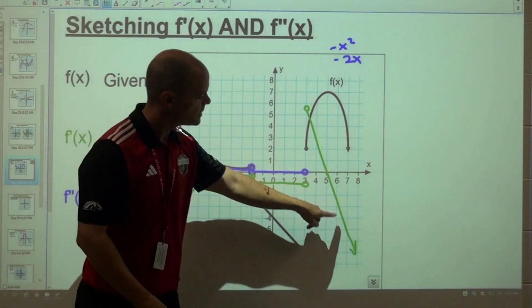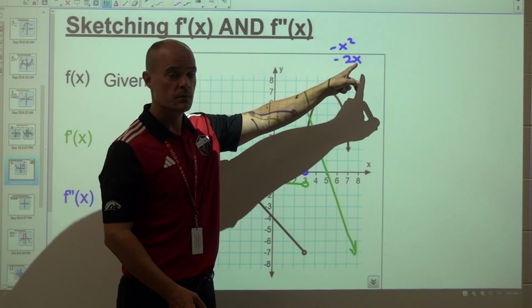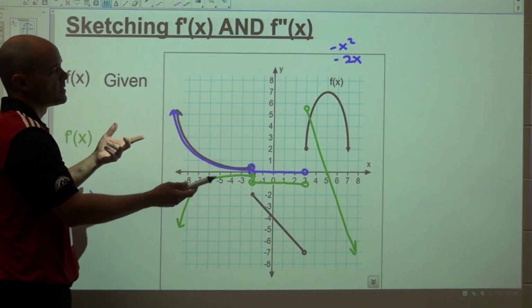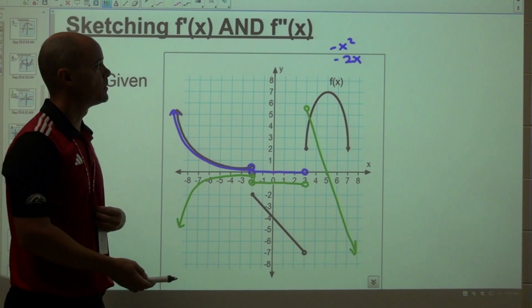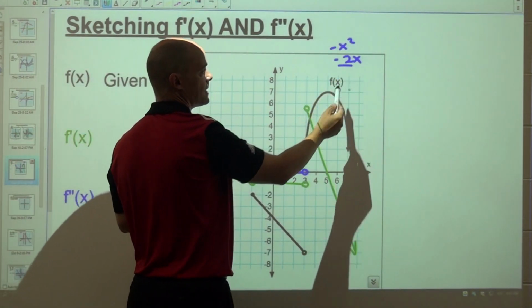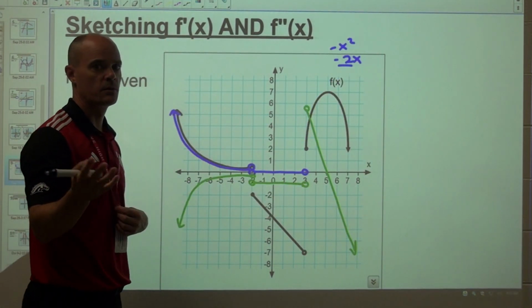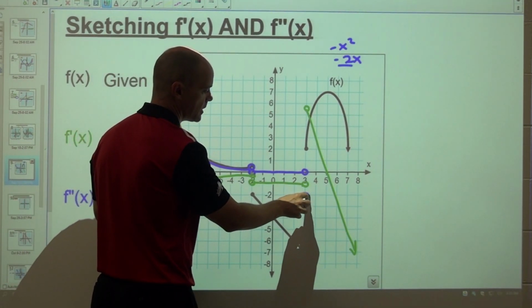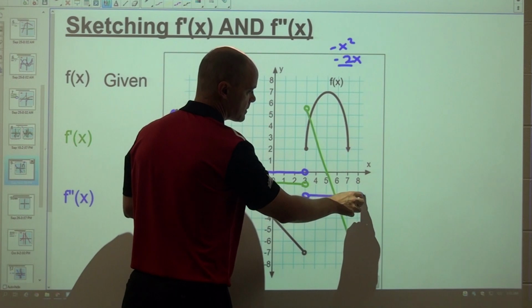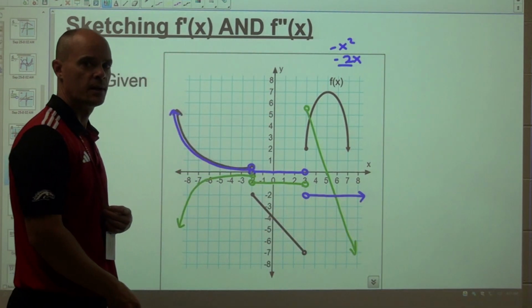Why is the line going down? Because it's negative 2x. And if we decided that it was negative 2x, that makes the second derivative really simple. It's going to be a constant, and it needs to be negative. 1, 2, 3, it doesn't matter what you decide. I'm going to call it negative 2. There's my second derivative. Now we're having fun.